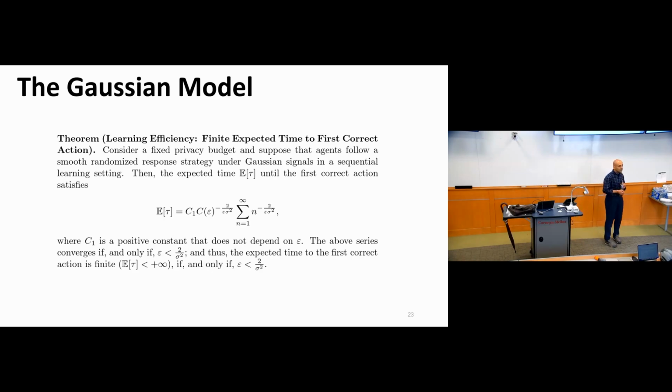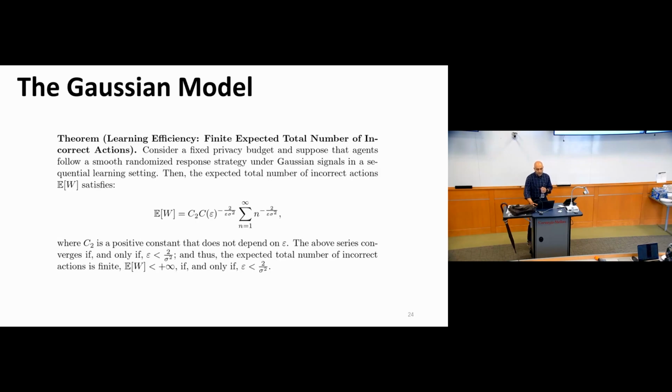Subject to the privacy constraint with the smooth randomized response, as long as your privacy budget is less than 2 over sigma squared, sigma being the quality of the signal that they see. Low sigma means a very precise signal about the state of the world. A high sigma means a less informative signal. So as long as your privacy budget is small enough, these two measures are also guaranteed to be finite. So there are non-asymptotic ways in which the quality of learning is sharply improved.